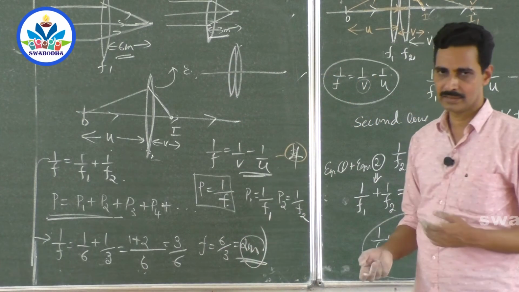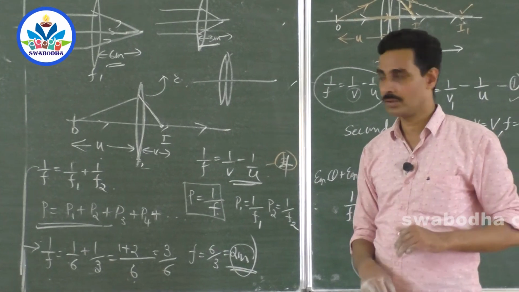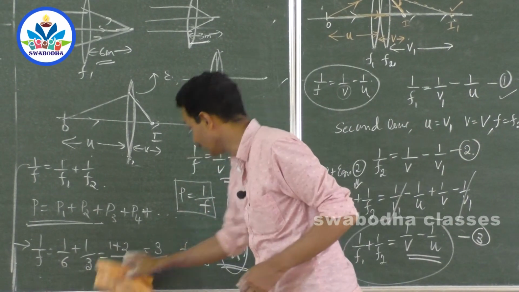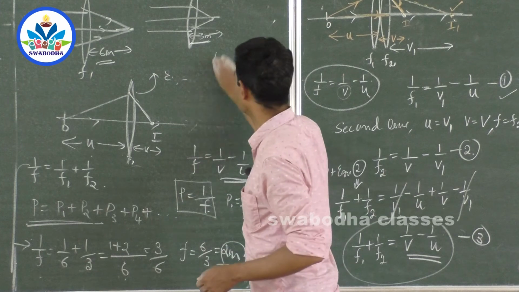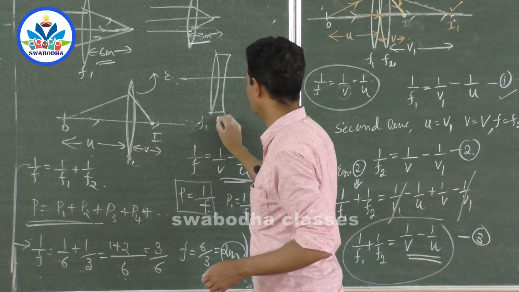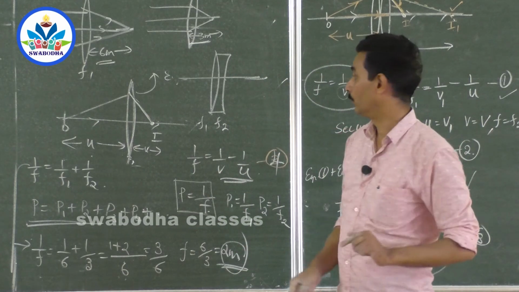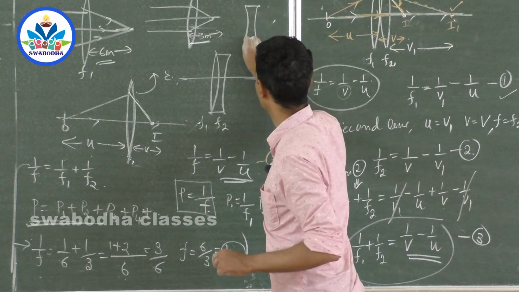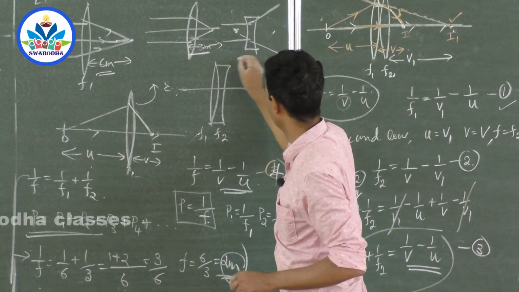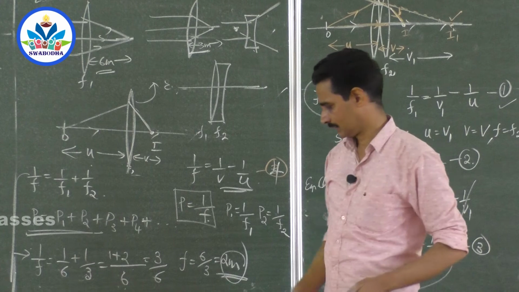So power increases, focal length decreases. Of course, that depends on the type of combination also. You can combine a convex lens with a concave lens also. Then you will have to take care of the sign. This is f1, this is f2, and f2 is negative now, because for a concave lens, if you send in parallel rays, they diverge in such a way that they appear to come from the focus. The focus is on this side, so it is negative. Then of course you will get different results.